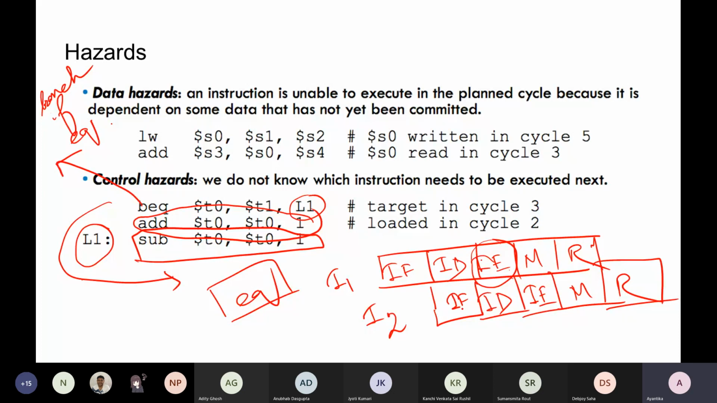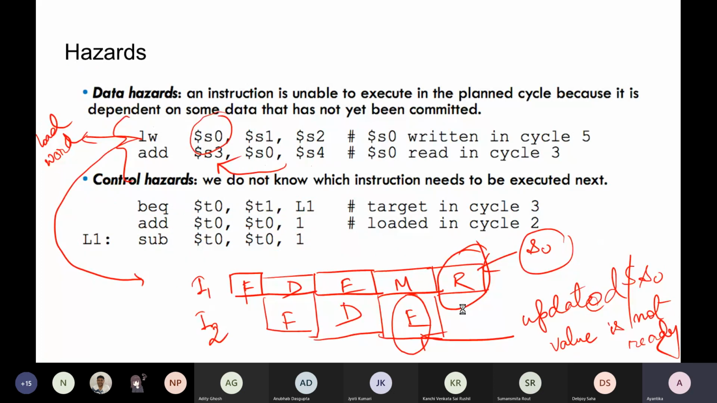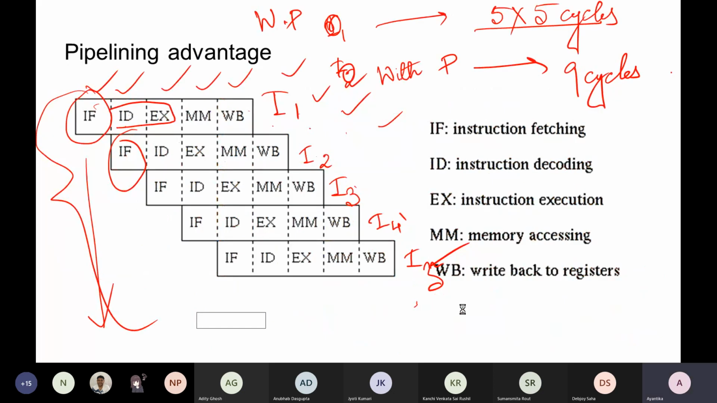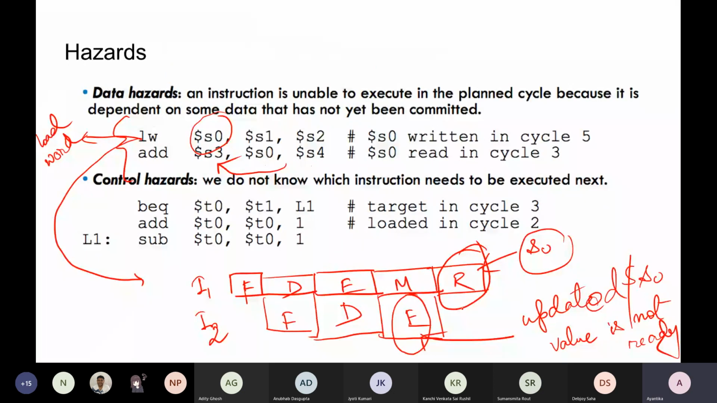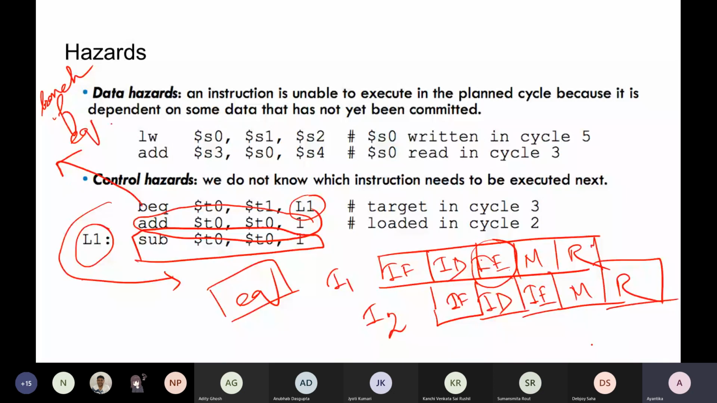So to summarize, when your data is not ready yet, when the updated value is not ready yet, this is called data hazard. And when it is related to loop handling, to your control step, where which instruction you will consider next, that comes under control hazard.